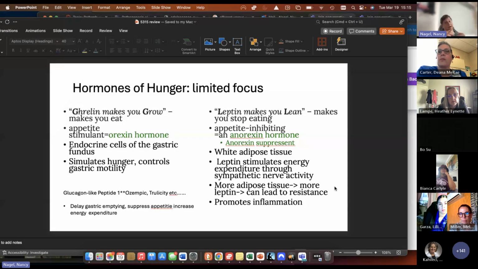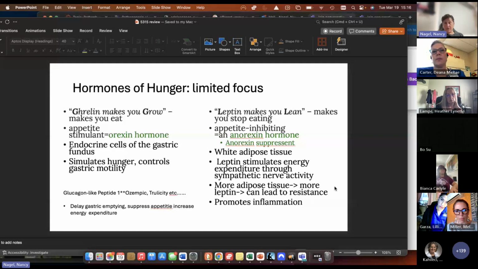But what happens is, as we get more adipose tissue and as we develop more leptin, our cells can actually become resistant to it. And so we get into this negative feedback cycle where we actually don't respond normally to this hormone. We actually respond abnormally. The other thing that can occur with this hormone is it actually is a pro-inflammatory hormone and can cause you some damage from that standpoint.